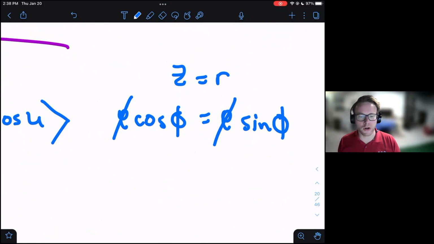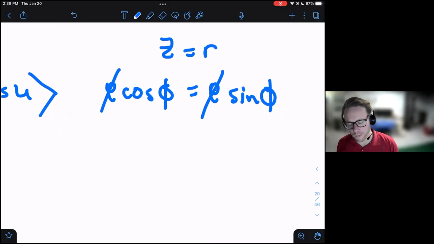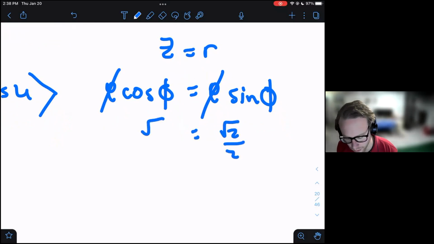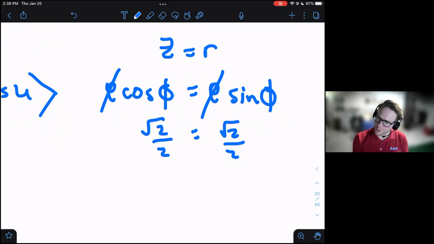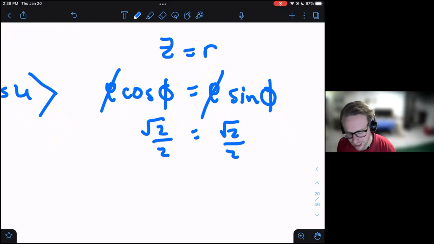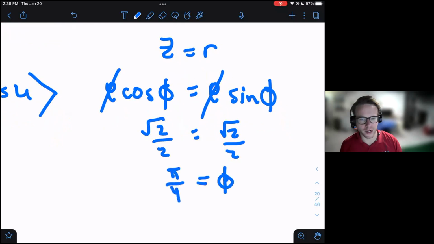And so if we think back to our unit circle, there are a couple of ways that we can solve this. But I know that there is a place where both of these are equal to root 2 over 2, thinking about my unit circle. And I hope that you can remember where that is. That's going to be exactly where phi is equal to pi over 4. So at pi over 4, both sine and cosine are equal to one another.